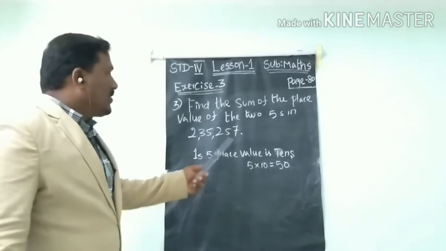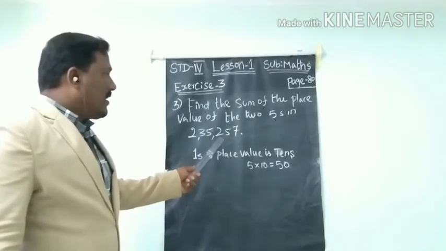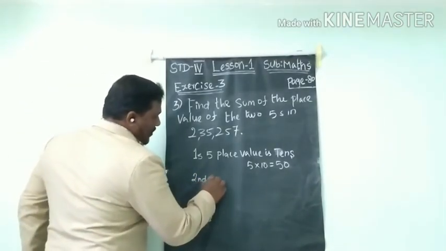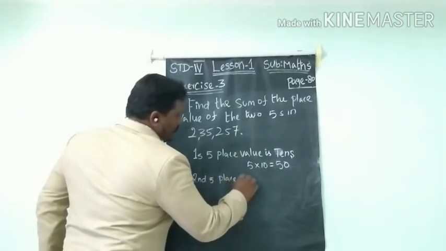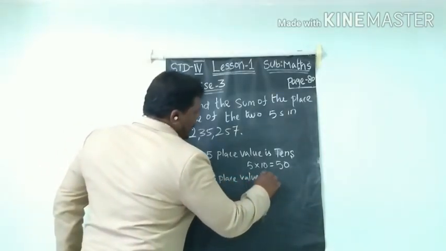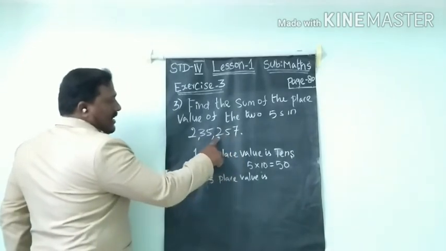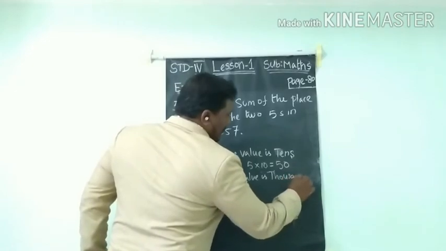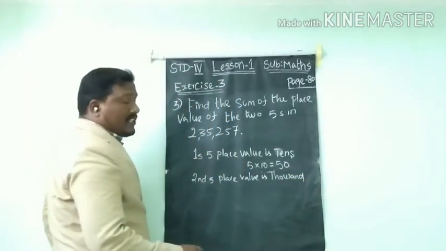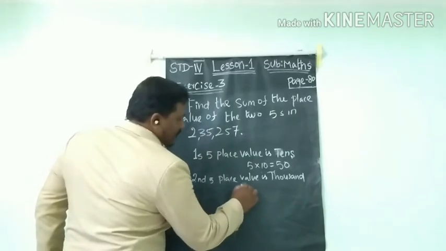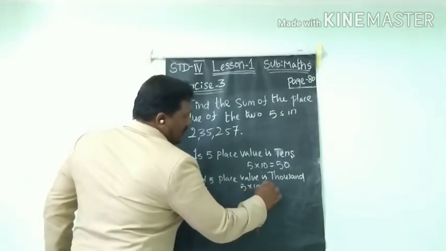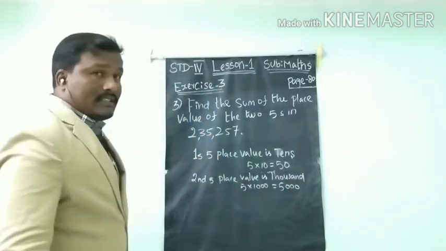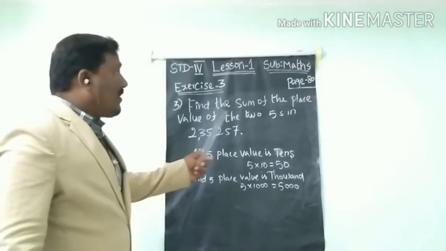Then the second 5. So ones, tens, hundred, thousand. Okay, so the second 5 place value is ones, tens, hundred, thousand. Okay, so thousand place. So how do you find the place value? So 5 into 1000 is equal to 5000. Okay, 5000. Now we want to find the sum.